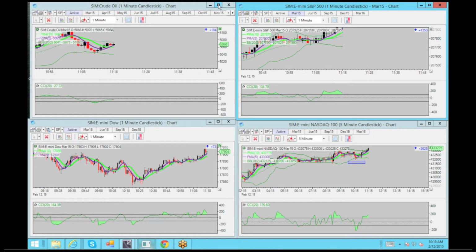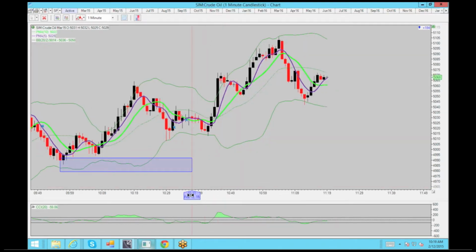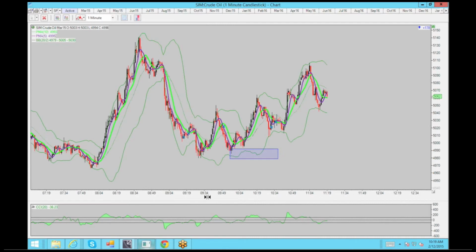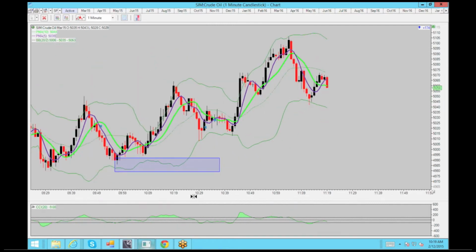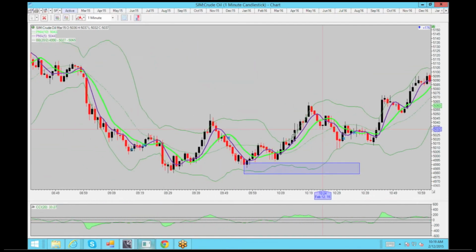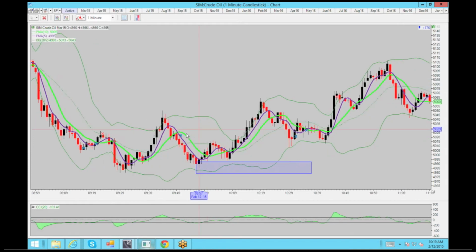Let's go over some trades real quick while we do that. So a lot of you guys are asking, so here's the trade of the day. These are some of the trades that I took in my personal account this morning. Here was our loser here.